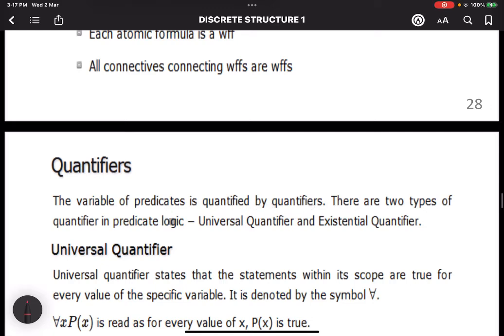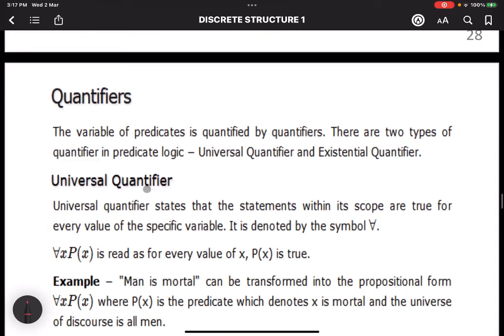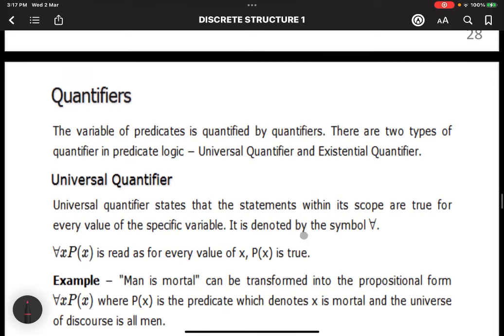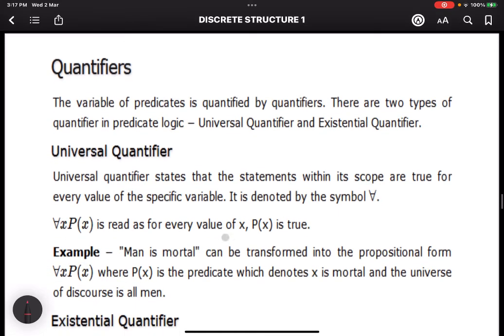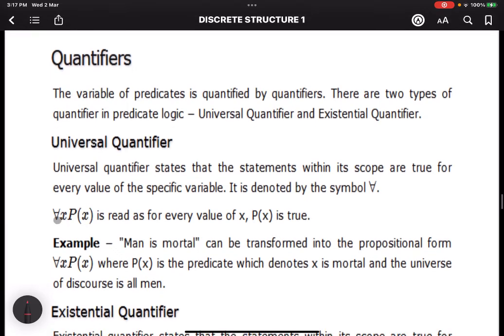Quantifiers: a variable of a predicate is quantified by quantifiers. There are two types of quantifier in predicate logic. Number one is the universal quantifier and the second one is the existential quantifier. The universal quantifier states that the statements within its scope are true for every value of the specific variable. It is denoted by the symbol inverted A. This means all, as in, no? All. So it is read: for every value of x, P(x) is true.